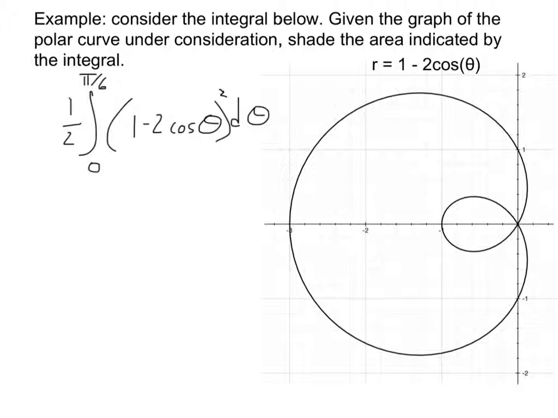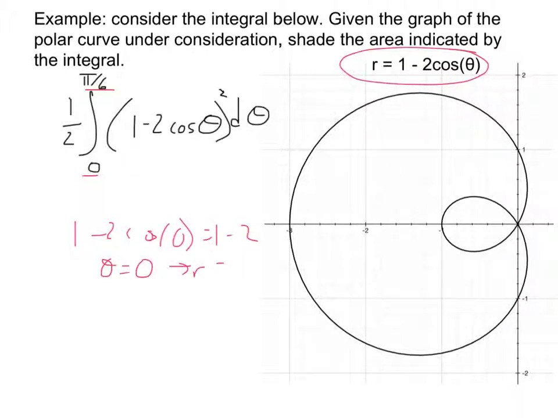So another way of approaching this problem is for us to just evaluate this function using the bounds, using the 0 and the pi over 6, and see what we see. Right? So when I do 1 minus 2 cosine of 0, I end up with 1 minus 2. So this leads us to the idea that when theta is 0, my radius is negative 1. So going at an angle of 0, I go negative 1 units. So this point here corresponds to my theta being 0.